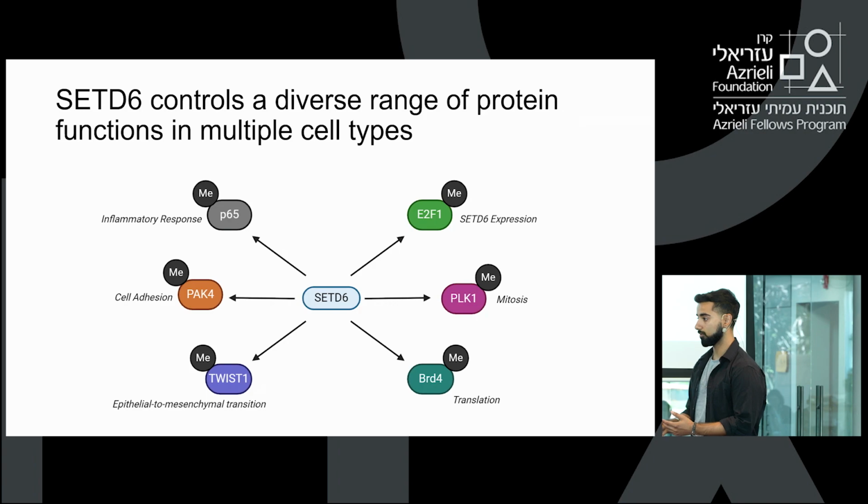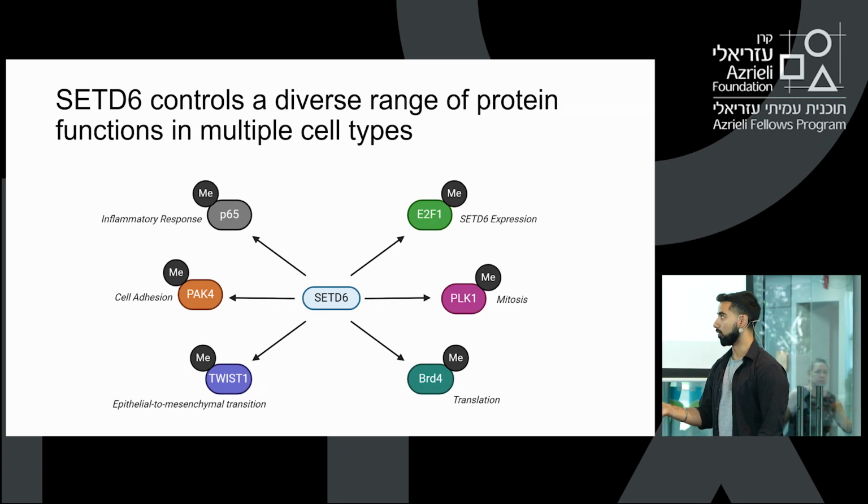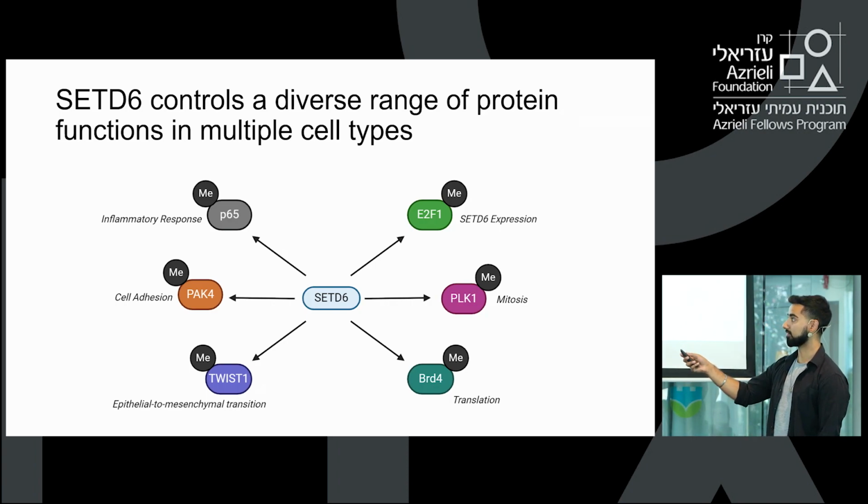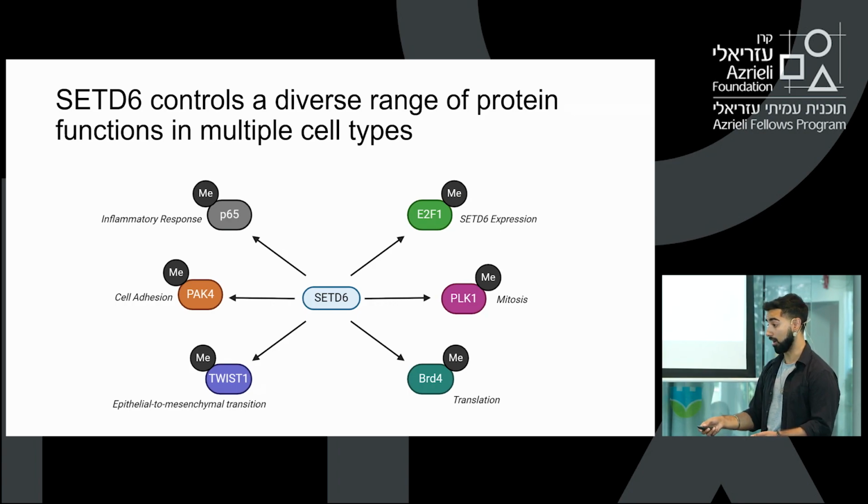So I've provided you with just a few examples of how SETD6 can control other proteins and thereby affect cell biology. One example is showing the ability of SETD6 to affect cell adhesion. One example is showing its ability to repress cancerous features through methylation of P65. And then we have an example where SETD6 is preventing cancerous properties through its methylation of twist. But SETD6 is also involved in other processes as well, such as the ability of cells to divide, and the ability of cells to make other proteins, known as translation.